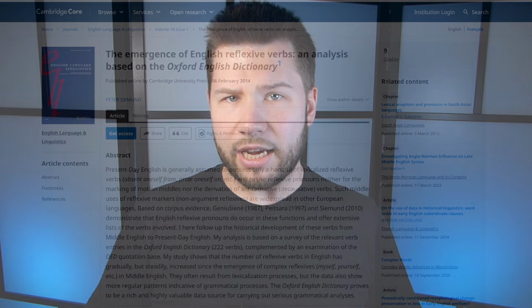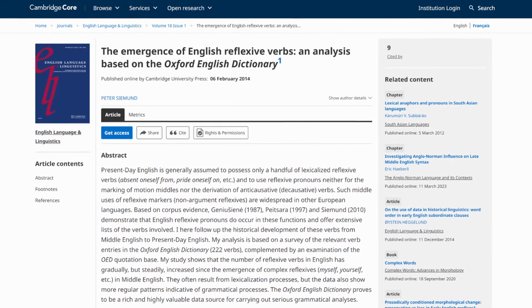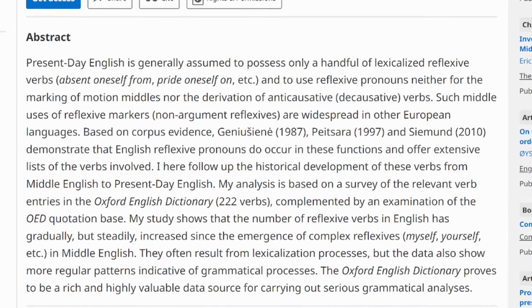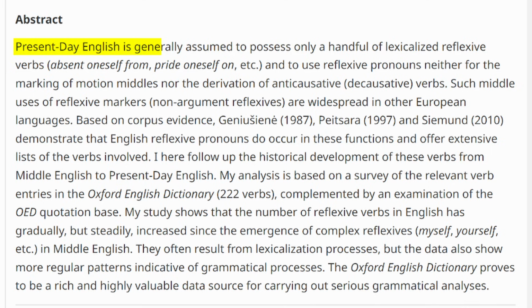And before we get into the grammar part, I want to address this real quick. There's a reason for your discomfort about reflexive verbs and the feeling that you don't really understand them. The University of Cambridge published a study about reflexive verbs in the English language, and it says, quote, "Present-day English is generally assumed to possess only a handful of lexicalized reflexive verbs. Such middle uses of reflexive markers are widespread in other European languages," unquote.